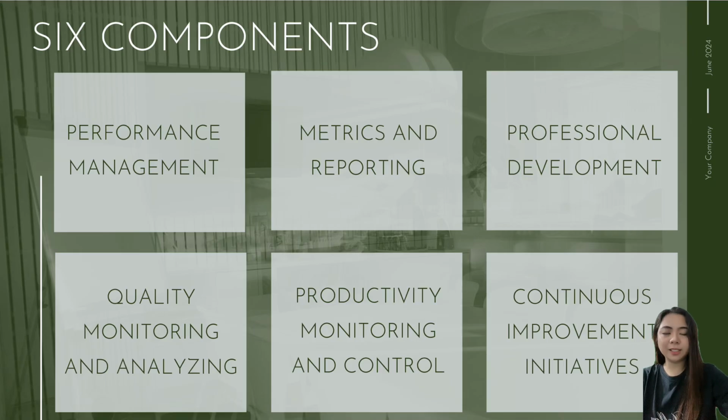Next are the 6 components of operations management. First is performance management. Performance management is a systematic way for the organization to involve employees so they help achieve the company's goals. It sets expectations, monitors performance, develops skills, rates performance, and rewards good performance.